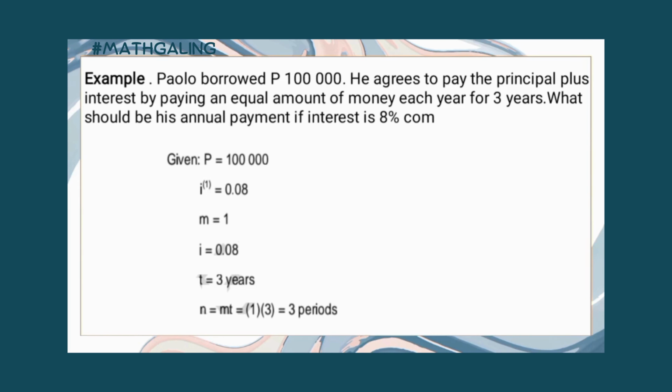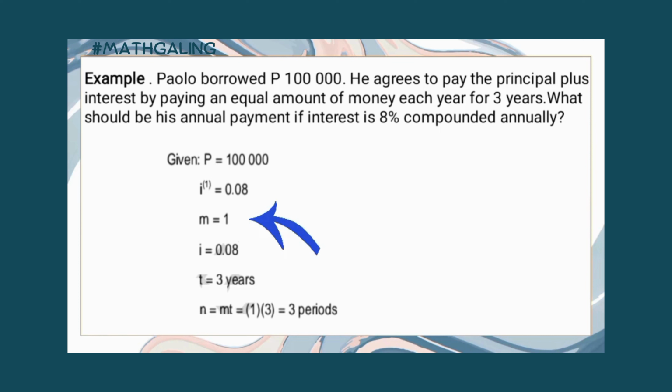So let's have this example. Paulo borrowed 100,000 pesos. He agrees to pay the principal plus interest by paying an equal amount of money each year for 3 years. What should be his annual payment if the interest is 8% compounded annually? So here are the given. P is equal to 100,000. This is the principal amount. Then the interest rate is equal to, since it is 8%, we convert it to decimal, so that is 0.08.